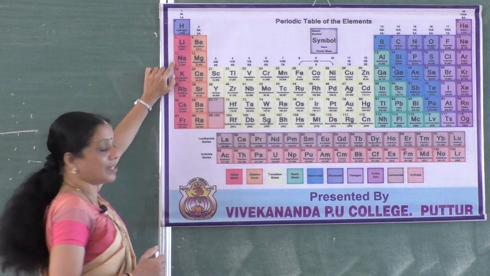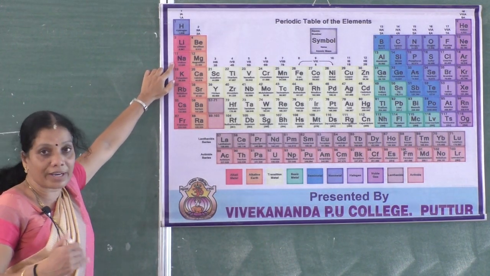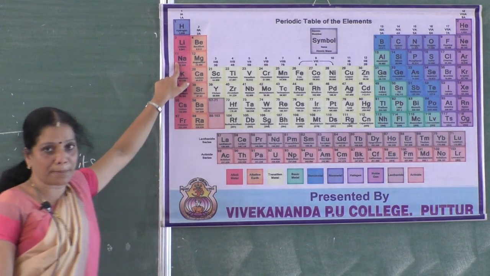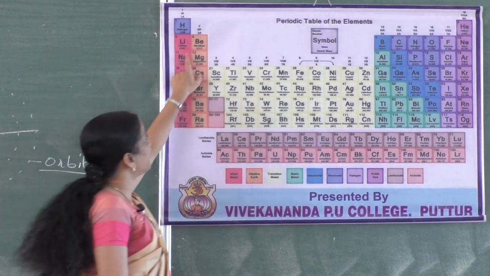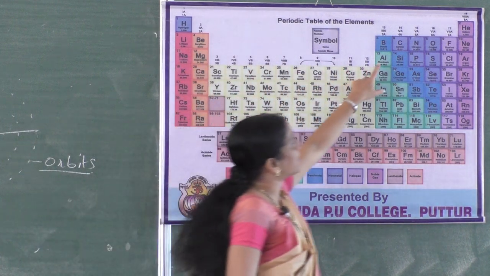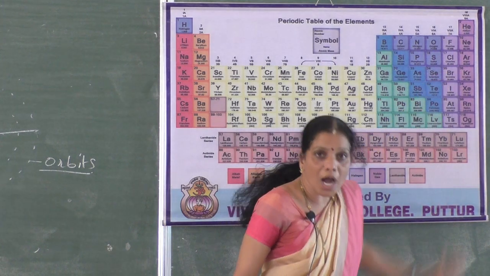Let us study here the third period atomic radius of different elements. Now the first element here is sodium with the atomic number 11. The next element here is magnesium with the atomic number 12. And we know that next comes aluminium, silicon, phosphorus, sulfur, chlorine and argon.